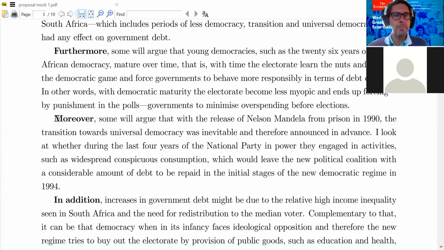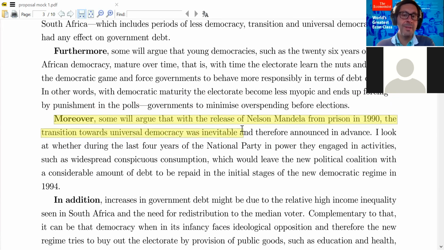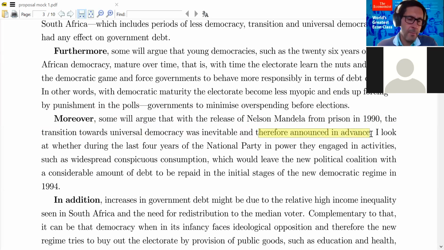Moreover, some will argue that with the release of Mandela from prison in 1990, the transition towards universal democracy was inevitable, right? De Klerk came in essentially to dismantle the regime and therefore announced it in advance. So everybody knew that universal elections were coming.